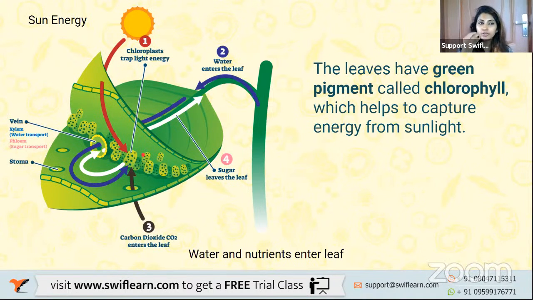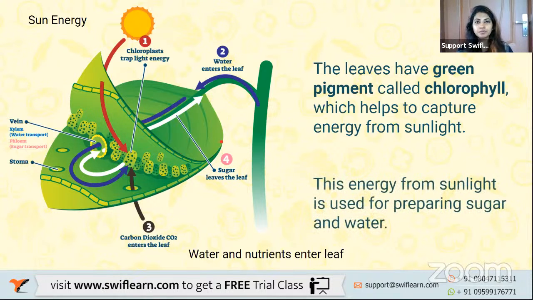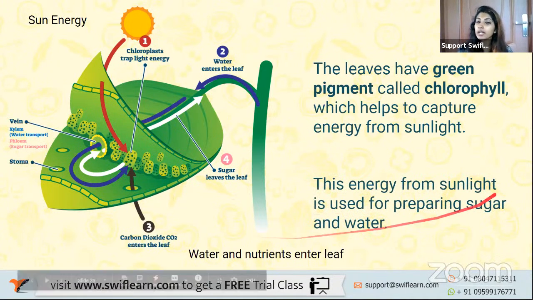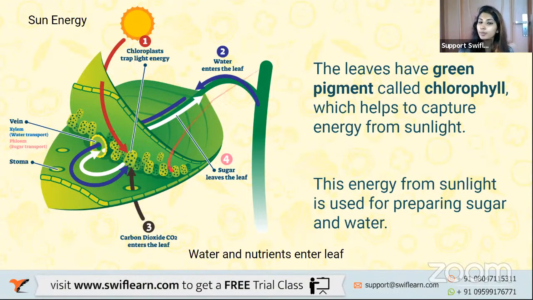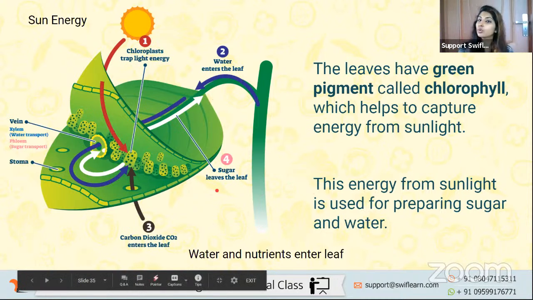There will be a chemical process in which all the food that has to be prepared is coming. That is, water will enter the leaf, then carbon dioxide will come, then they are getting energy from the sun. So now this will complete a photosynthesis process. When these all come together in a leaf with the help of the chloroplast, everything combines, and the photosynthesis process will happen. So this energy from sunlight, taken from the sun, is used for preparing sugar and water. Sugar and water is glucose and water. Okay.